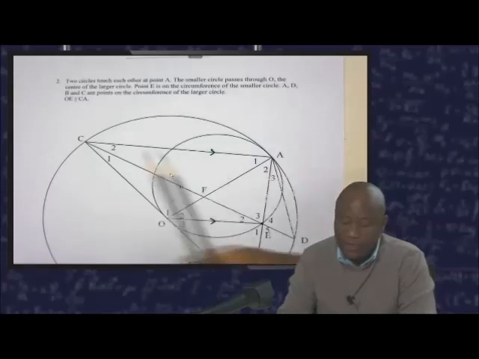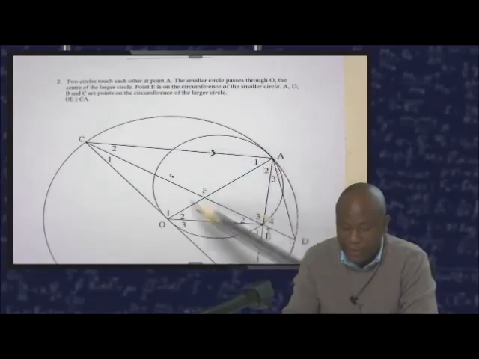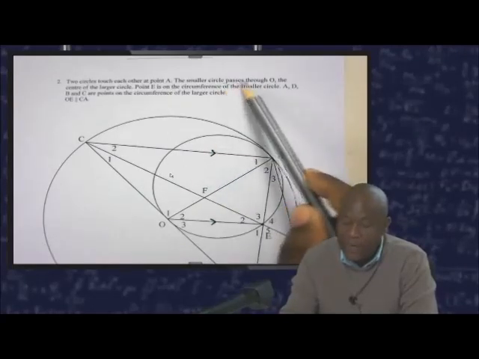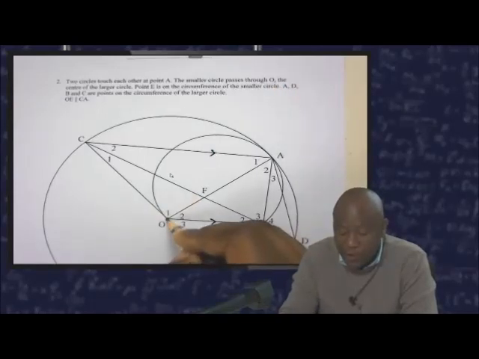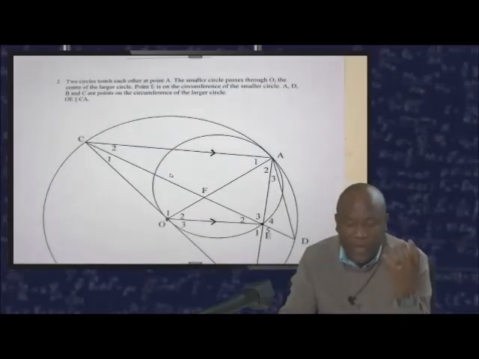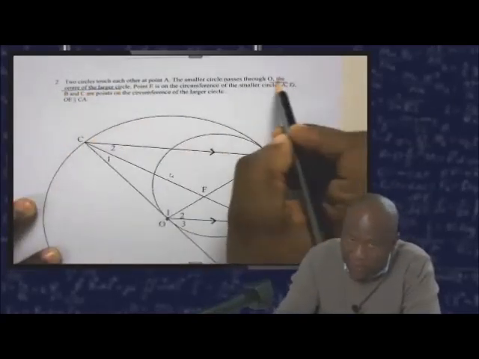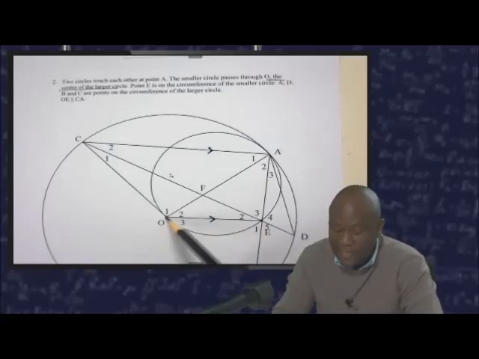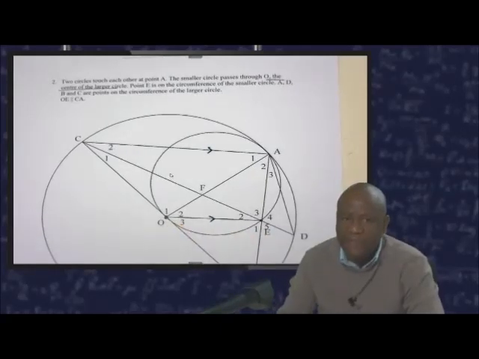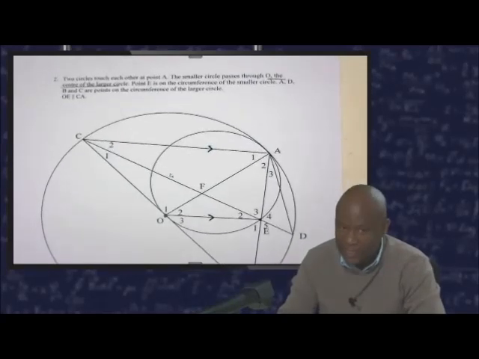The question says, two circles touch each other at a point A. You see the small circle and the big circle. The smaller circle passes through O. It's important and necessary that we are told that there is O. Very important, look, I'm underlining it: O is the center of the large circle. Already when they say the center of the large circle, we know that we need to be aware of other things about the center of the circle.